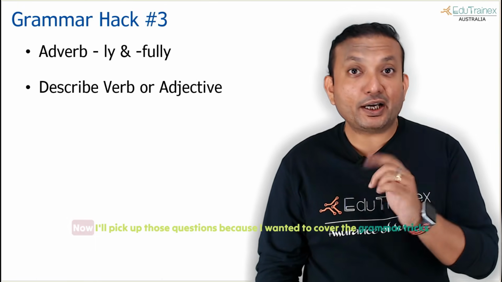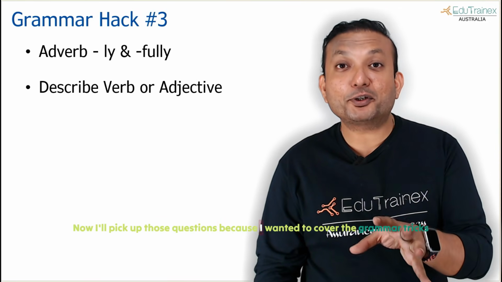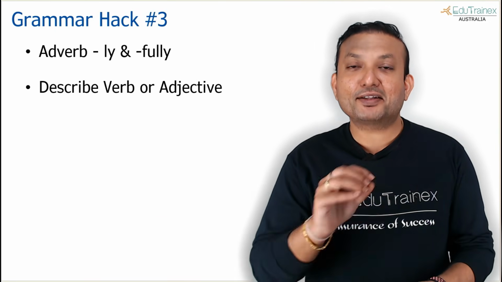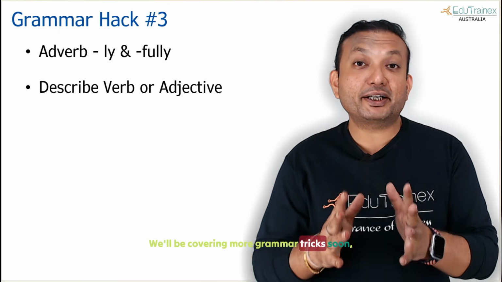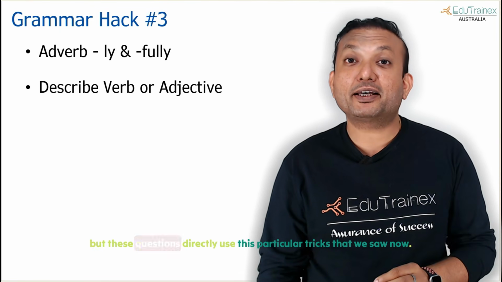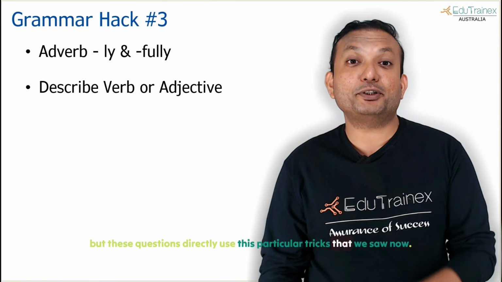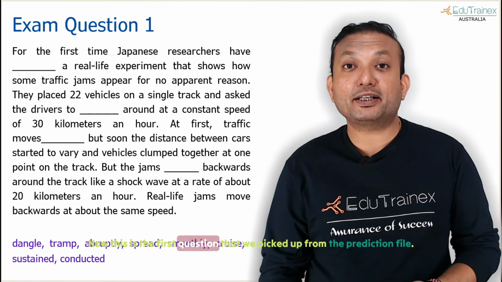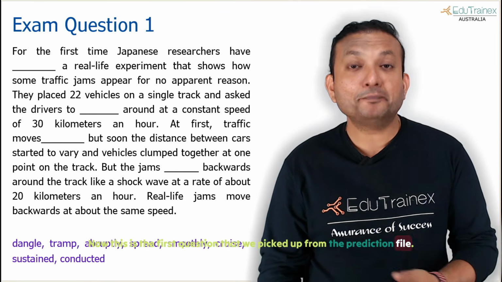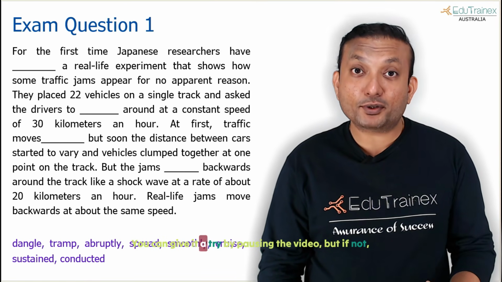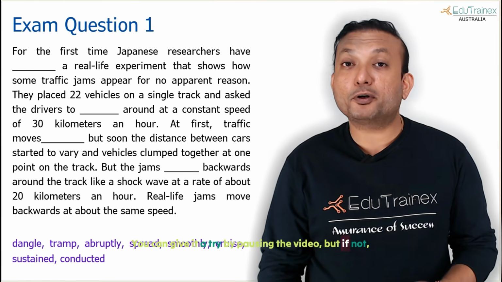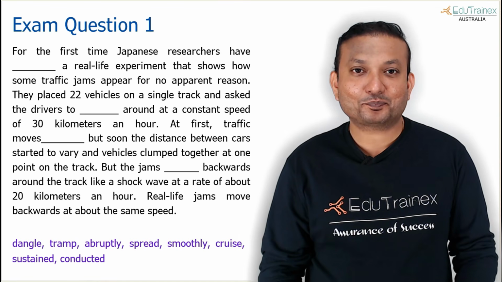So just be careful. If you see an adjective or a verb, there could be an adverb revolving around that. Now I'll pick up those questions because I wanted to cover the grammar tricks that we can use to apply in those sort of questions. We'll be covering more grammar tricks soon, but these questions directly use the tricks that we saw now. This is the first question that we picked up from the prediction file, the questions that are appearing for this particular month. You can give it a try by pausing the video, but if not, then we'll try to solve it together.